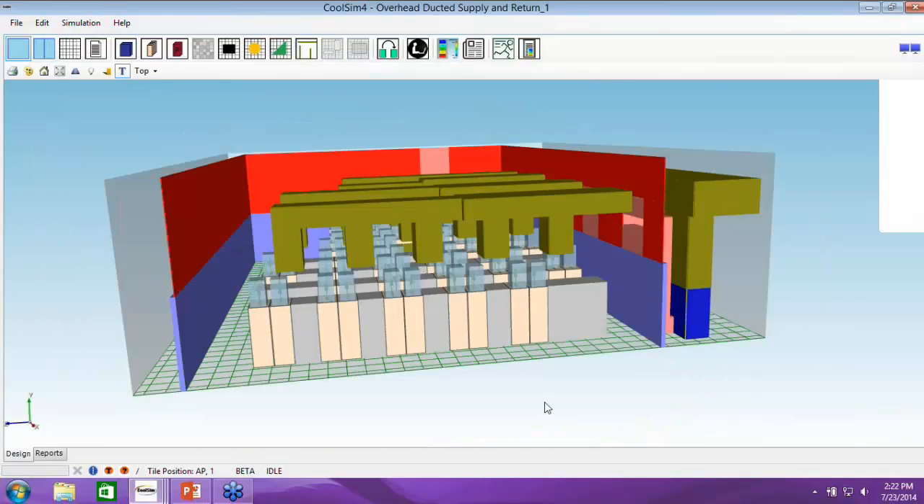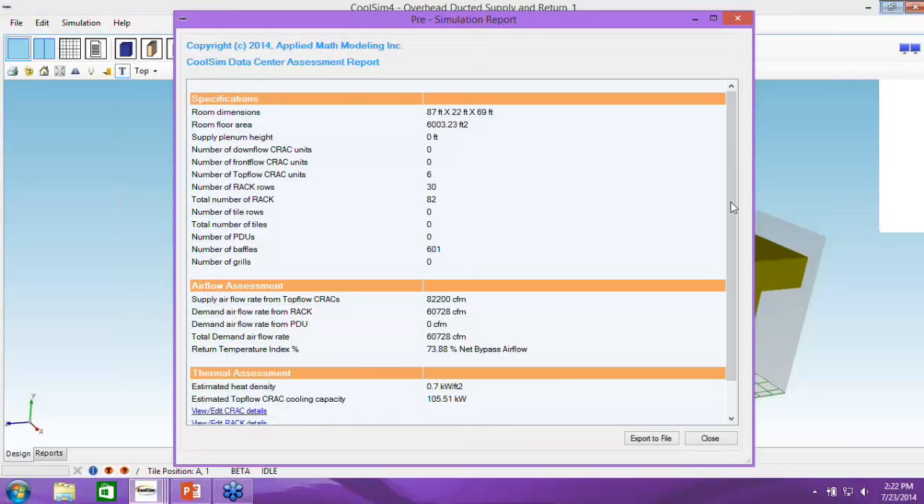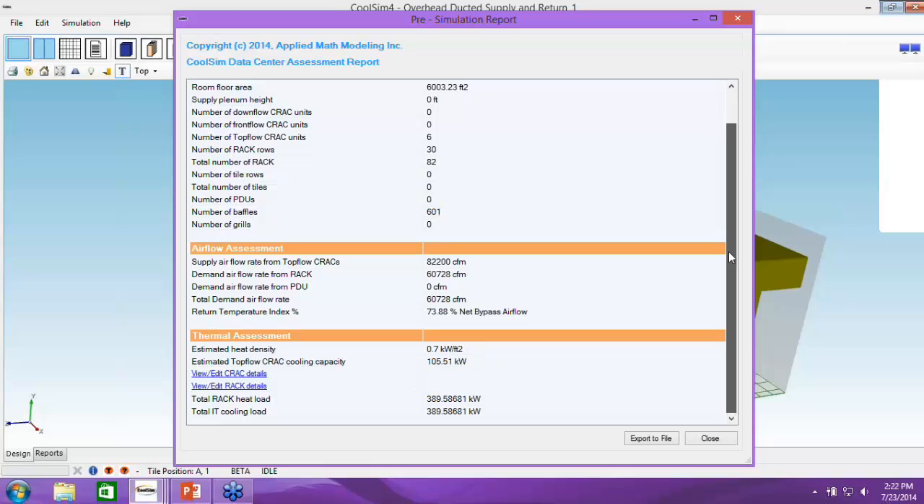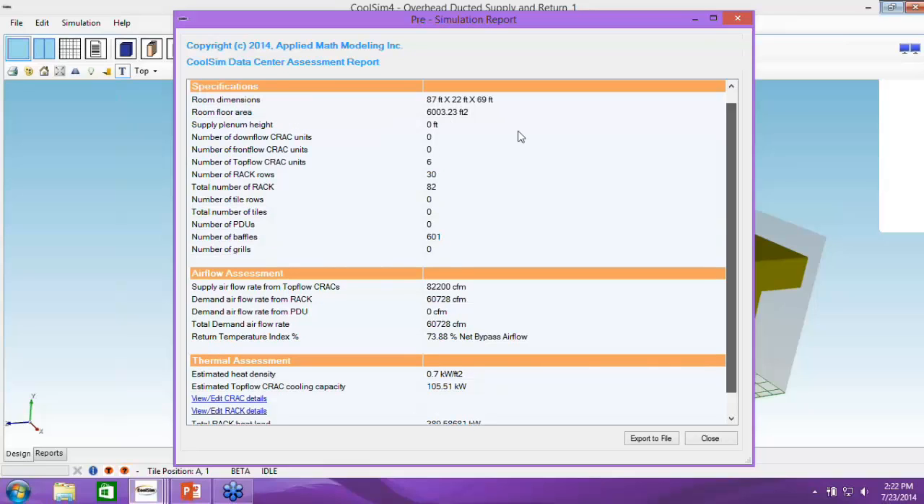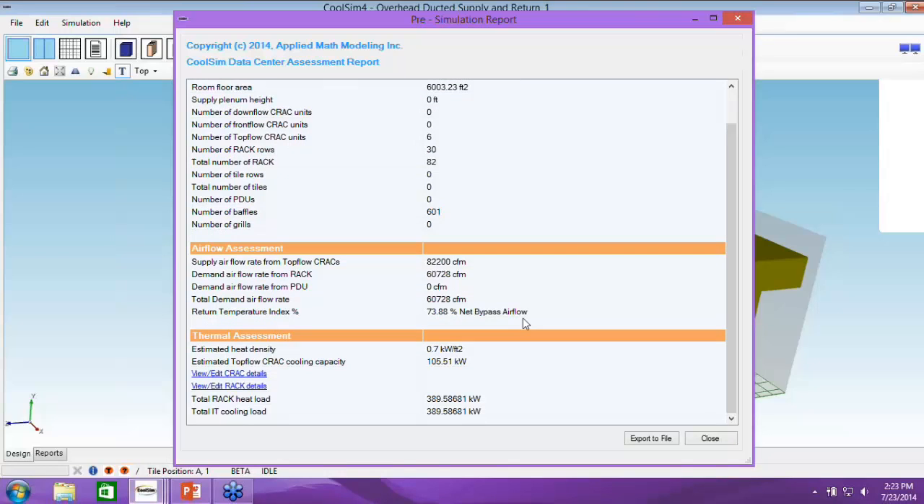So we've built the model, and these racks are sitting in a corridor off to the side. And one of the things we've done in CoolSim, which I'm showing to you here, is we've added in the latest release this pre-simulation report. This pre-simulation report allows you to review the input that you've put into the model. For example, you can see this one is a 6,000 square foot design with 30 racks and 30 rack rows, 82 racks, etc.